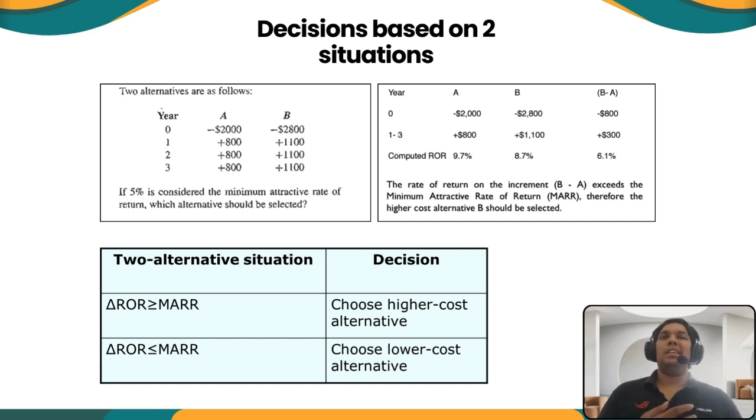If the difference in rate of return is more than MARR, then we have to choose the higher cost alternative. But if the difference in rate of return is lower than MARR, then we have to choose the lower cost alternative. In this example, we have to choose between project A and project B, and we can see that the difference in rate of return is 6.1% and the MARR is 5%. Therefore, the higher cost alternative of project B should be selected.